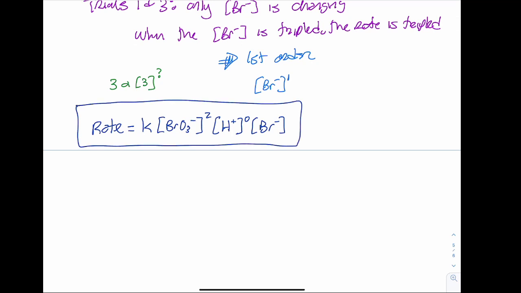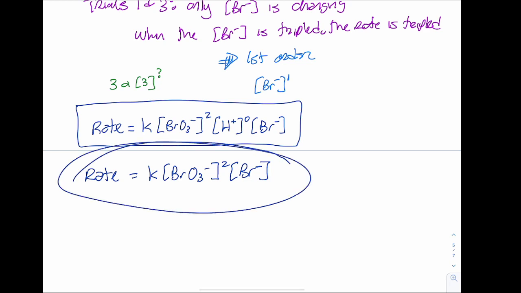The other way to do it, though, is if something is 0 order, it's actually more common to not include it, to just leave it out. Changing the hydrogen ion concentration does not affect my rate at all, so there's really no reason for it to be there. So the more common way to write it is to write it this way. So this is the better way to do it.